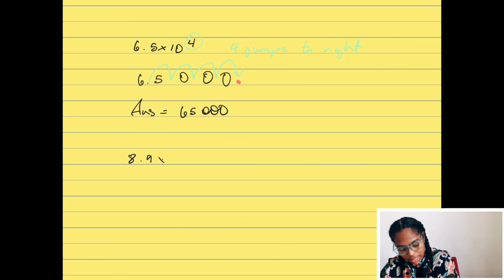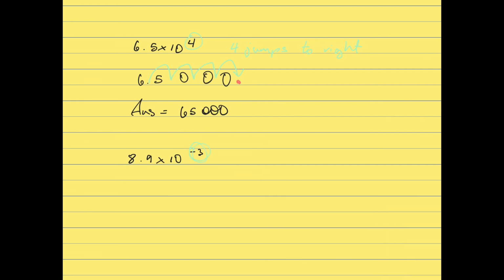Let's try another example. So our next example here says convert 8.9 times 10 to the negative 3 to decimal form. So what's the first thing we do? The first thing we do is we look at this power. So hey guys, sorry about it, but I'll just be doing a voiceover from this point on. So if we look at the power there, we see negative 3. So since there's a number 3, we'll have 3 jumps. And because it's a negative number, it means we'll be making 3 jumps to the left.